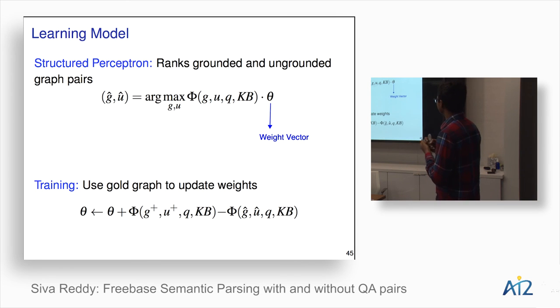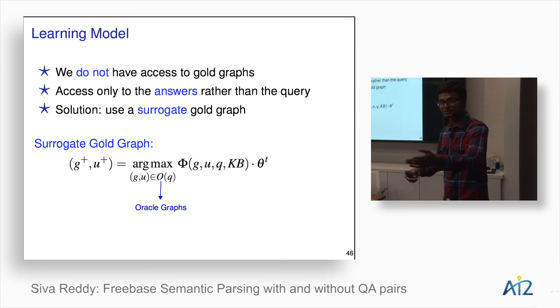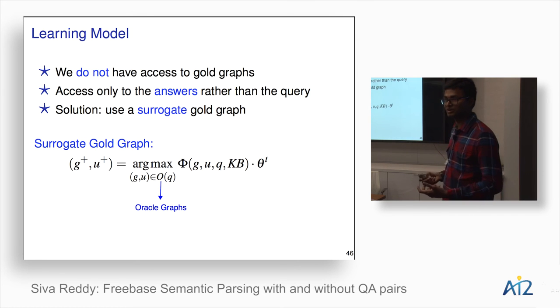Okay. So it's exactly the same framework as earlier. You have a weight vector, which ranks all the features, and then a perceptron update. But you want a goal graph to update weights, right? In the previous scenario, we know how to get a surrogate goal graph, whereas here, we have just questions and answers. We do not have the goal graphs. So again, we need to create a surrogate goal graph. We convert the natural language graph to all possible Freebase graphs, compute their denotation, and then pick the one that has the closest denotation match to the annotated answer. So that's like the question you asked, what happens when there are multiple surrogate graphs? We rank them using our current model and then pick the one that's highest.